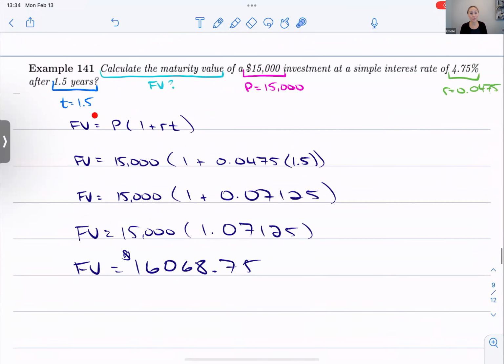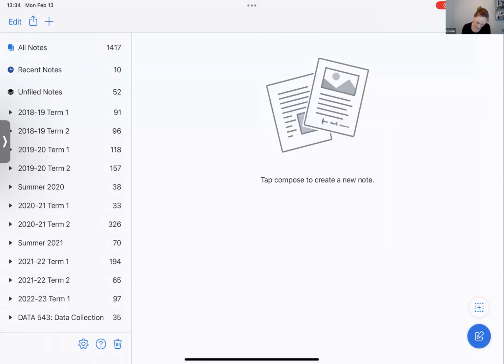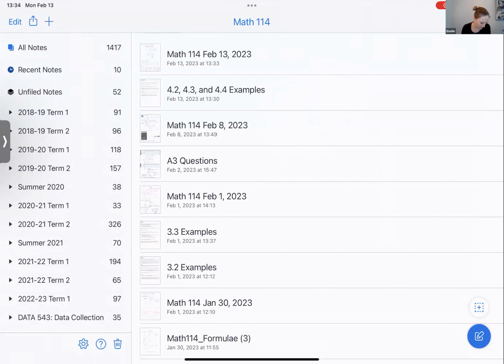If you wanted to, you could rearrange this, right? But in this case, the future value is already rearranged for this. And so let's solve for P. Okay, so now let's do example 144.